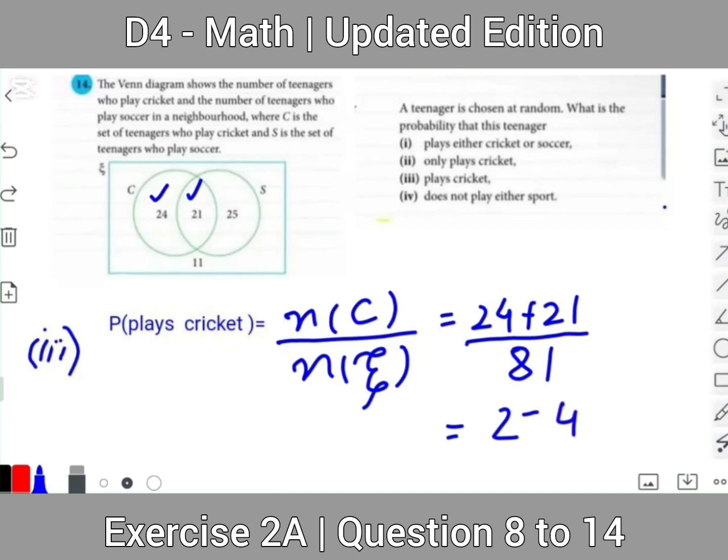This further simplifies to 5 over 9. So the probability that the teenager plays cricket is equal to 5 over 9.